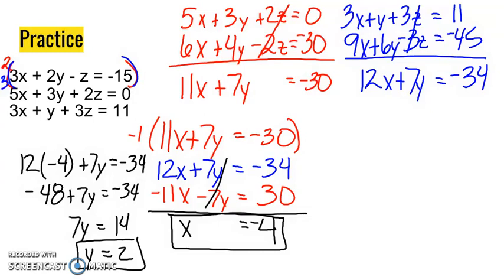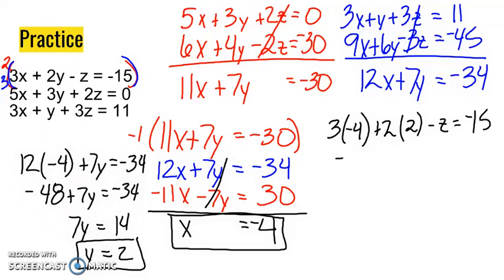So now I've solved for two of my variables. I only have one variable left to solve for. So x equals negative 4, y equals 2. Well, I can go into any one of these original equations here, and I can plug in the x and y values that I know, and then I've only got the z variable left to solve for. So let's go back to my pivot equation. I'm going to have 3 times x, but instead of x, I'm going to have a negative 4, plus 2 times a 2 for my y, minus z equals negative 15.